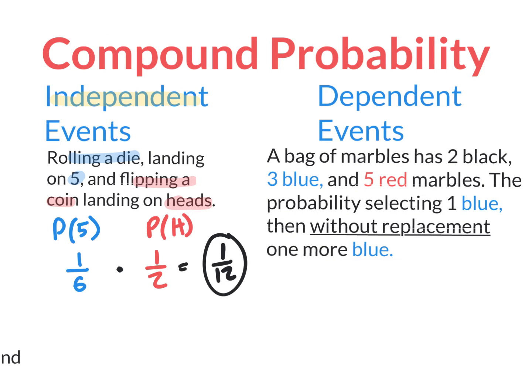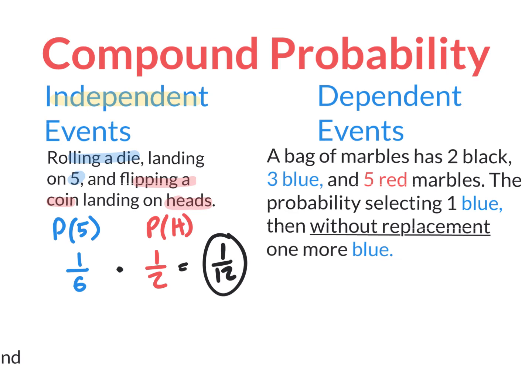Now, let's look at a dependent event. There's a bag of marbles. There's 2 black marbles, 3 blue marbles, and 5 red marbles in this bag. You can't see the actual marbles. You stick your hand in and you want to select 1 blue marble, and then without replacement, that means you keep that blue marble out. You don't put it back in. Without replacement, you want to select one more blue marble.